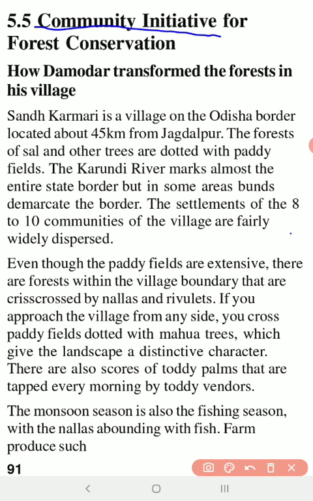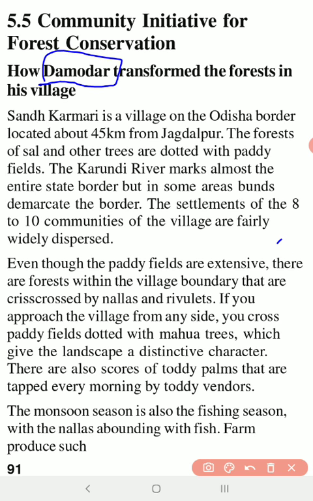Okay, so here we are given two examples. The first example is how Damodar, he was an educated tribal. He studied, and then he comes back to his village, and then he looks at the condition of his village. Almost all the forests surrounding his village are destroyed. The trees have been cut off. Okay, people start digging the roots in order to use them for fuel, to cook rice and so on.